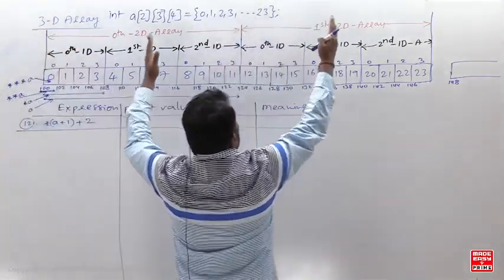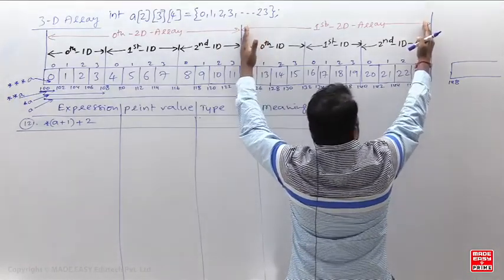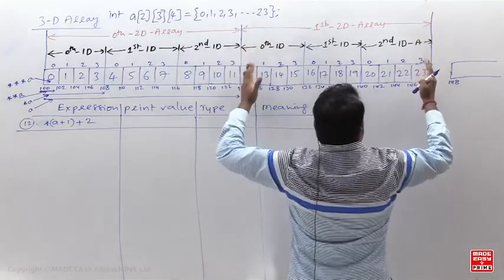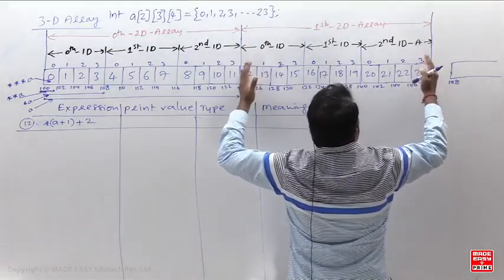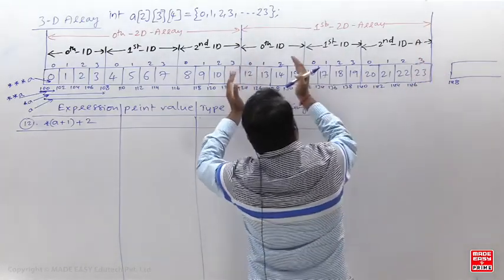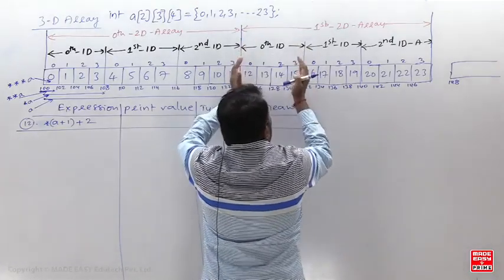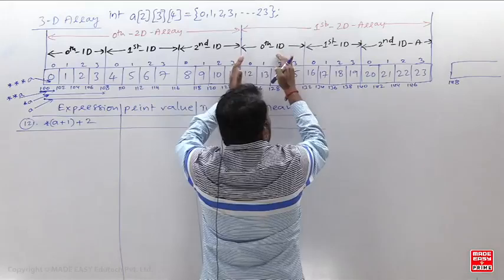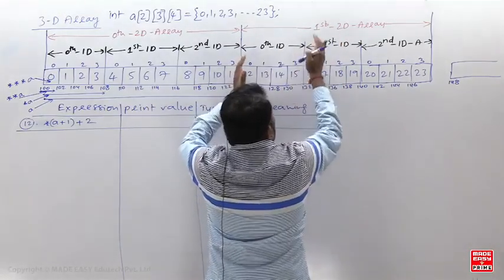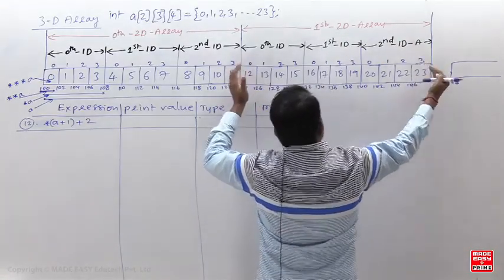A plus 1 is the first 2D array. Listen carefully, Aishwarya. A plus 1 is the first 2D array. A plus 1 whole star: you go inside. Inside the 2D array, you get the 0th 1D array, the 0th 1D array of the first 2D array. A plus 1 means first 2D array. A plus 1 whole star, you go inside.